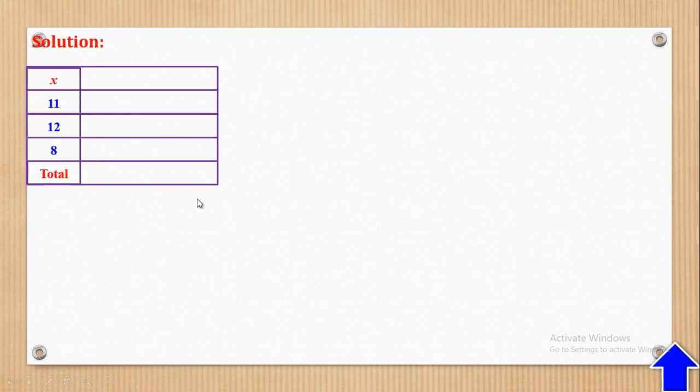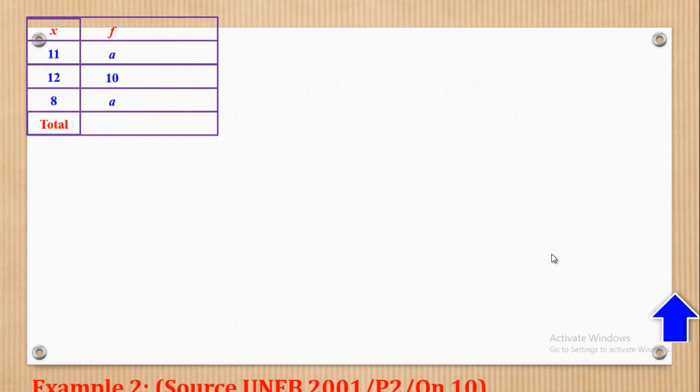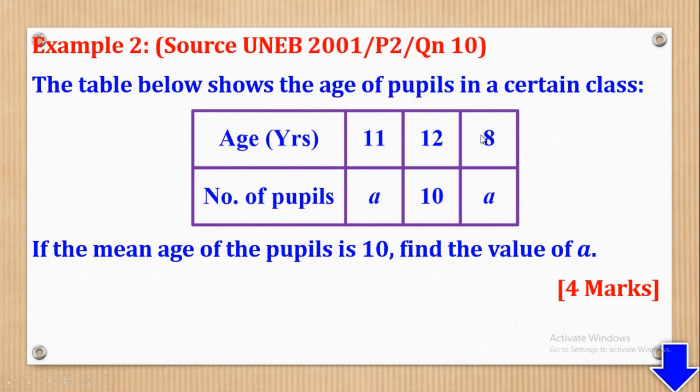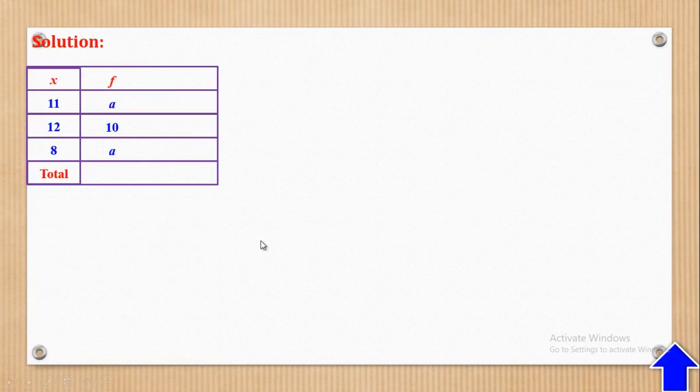So on the column of frequency we shall put a for 11, 10 for 12, and a for 8. I think that is what they gave us here. So when we add all these values, we shall come up with 10 plus 2a. Then next will be a column of fx.